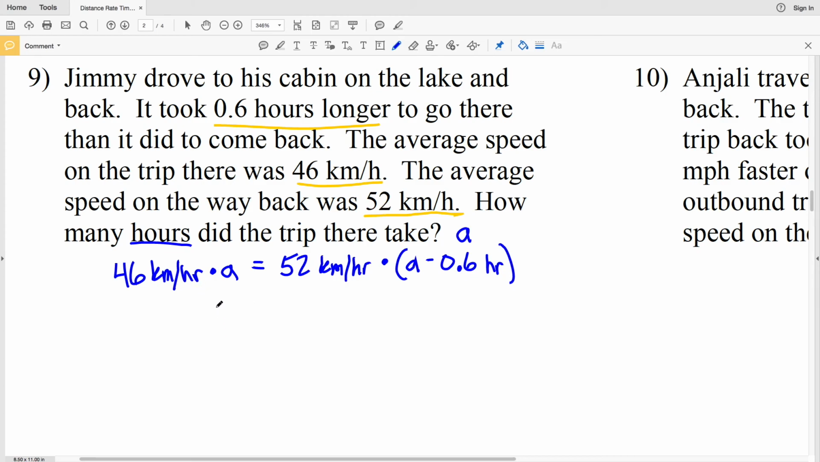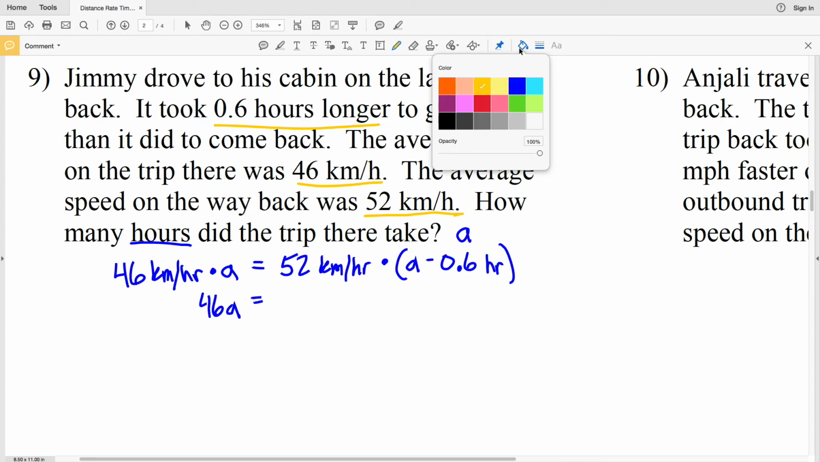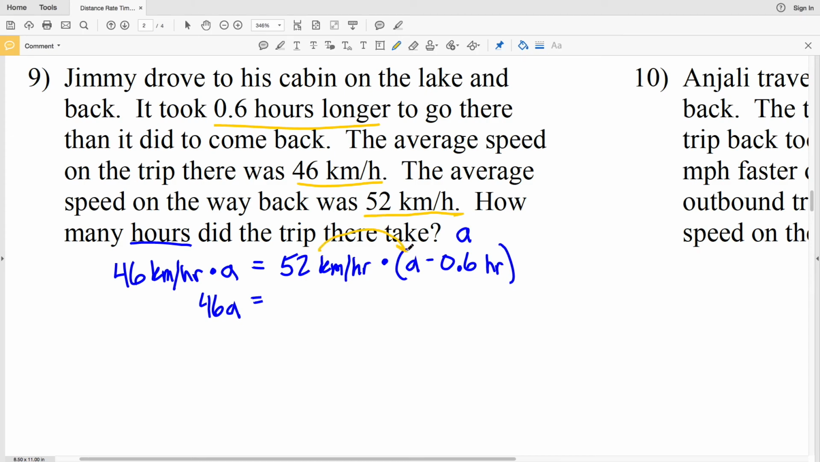So 46 kilometers per hour times A is going to be 46A, and that's equal to 52 kilometers per hour times A minus 0.6. So I'm going to distribute this 52 to the A and to the 0.6 with subtraction in between. So I'm going to do 52A minus 52 times 0.6 will be 31.2.